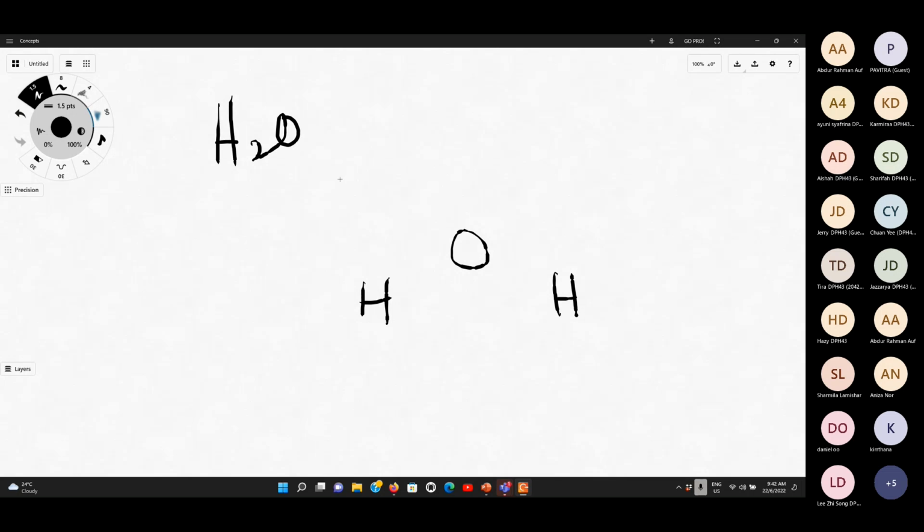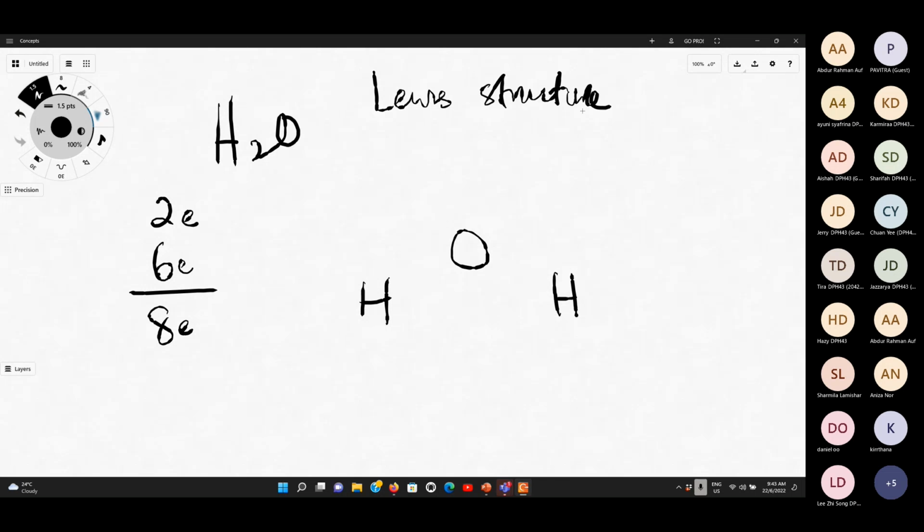So hydrogen ada 2, so ada 2 elektron. Oksigen ada 6. So total semua 8 elektron. So kita agihkan 8 elektron ni. So sekarang saya tengah nak lukis Lewis structure. Kenapa saya nak lukis Lewis structure? Because saya nak tengok adakah H2O ada extra number of electrons. Meaning dia elektron yang tak terikat.